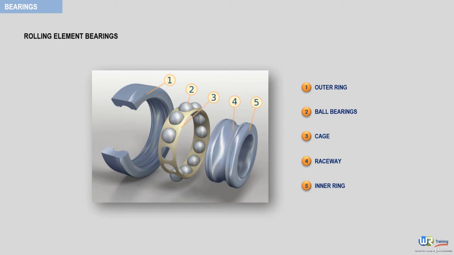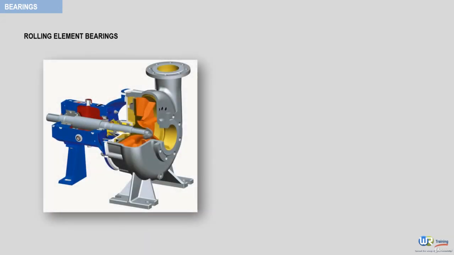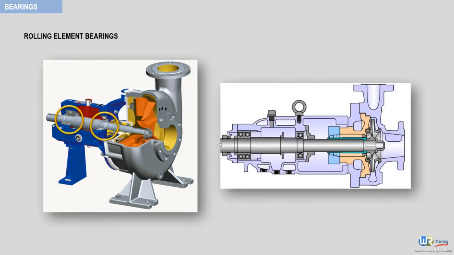Now let's see where these bearings are located in a centrifugal pump. The bearings are actually situated in these levels here, and with the cross-section of the pump you can easily identify them because you can see here the rolling elements or the ball elements.